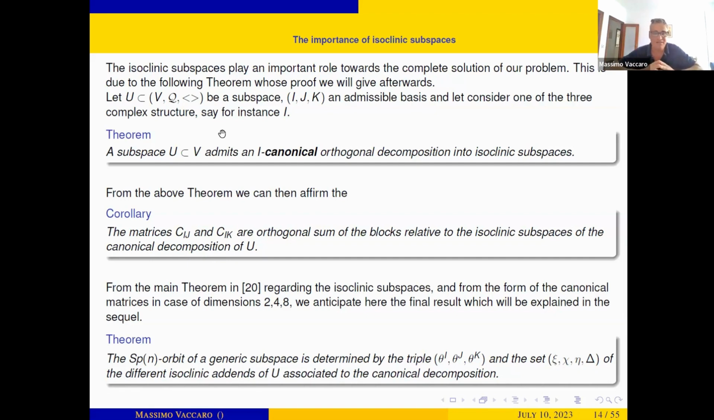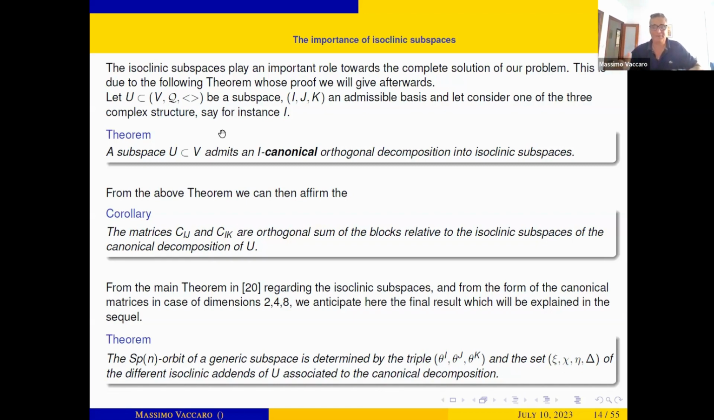So every subspace has a canonical decomposition. So we have these canonically defined isoclinic subspaces, and we will see that for all subspaces, their orbit is determined by this set: theta_i, theta_j, theta_k, and by xi, kappa, eta.